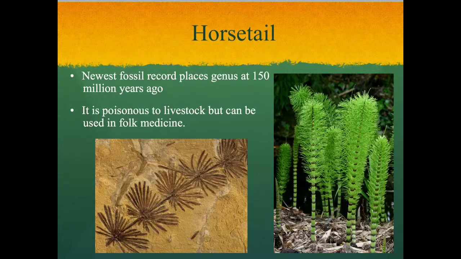Our last living fossil example is the horsetail plant. The newest fossil record places the genus at 150 million years ago. This plant can be found in hot springs. It is poisonous to livestock but used in folk medicine for humans. On the left side is an example of a fossil, and on the right side is a living plant.